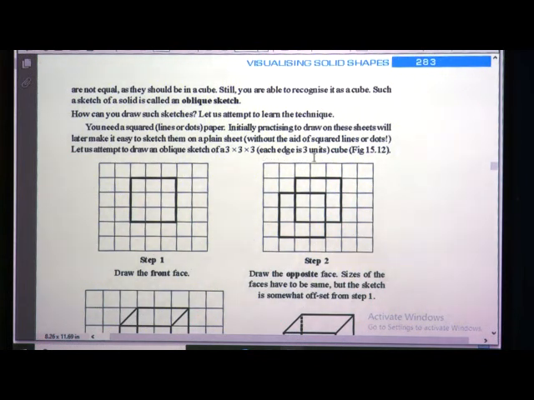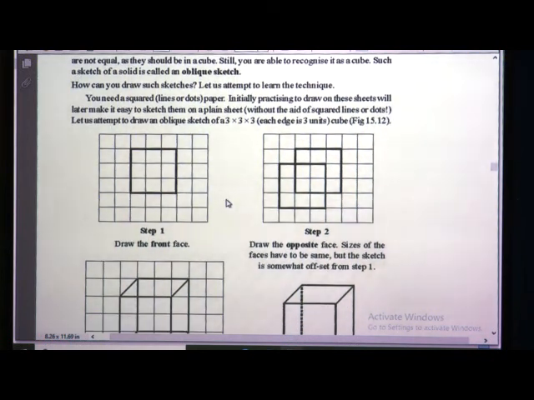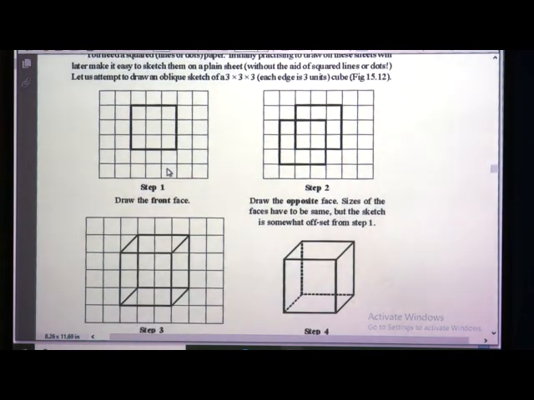Each edge is 3 units. 3 units means one square box is 1 unit, and for the cube we will prepare a sketch of a cube on oblique sketch paper. So, we will see here we have taken 3 multiplied by 3 multiplied by 3, means this is 3, here also 3. Now, this is the first step: draw a front face of a cube.